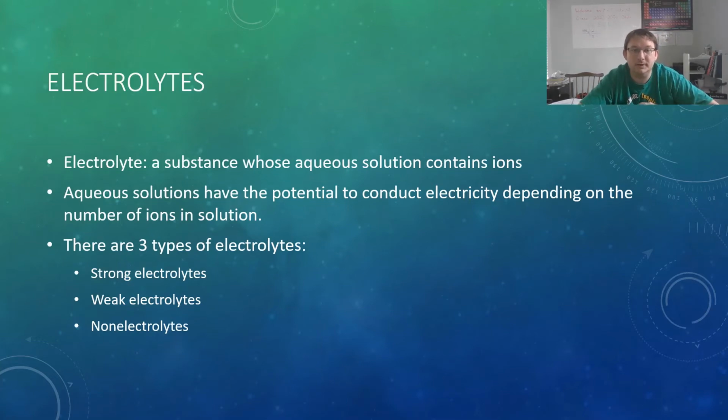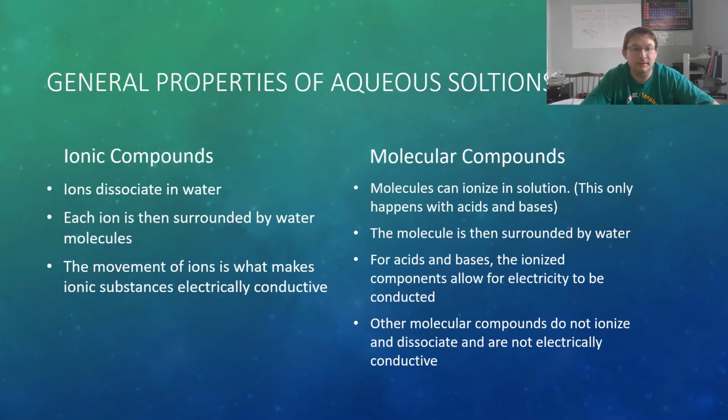Strong electrolytes are going to be salts and strong acids and bases. Weak electrolytes will be any other acid or base. We call these weak acids and weak bases. And then non-electrolytes is everything else. A lot of organic substances are non-electrolytes. Sugars, alcohols, all these things are non-electrolytes. Okay, and we'll categorize them here in a little bit better.